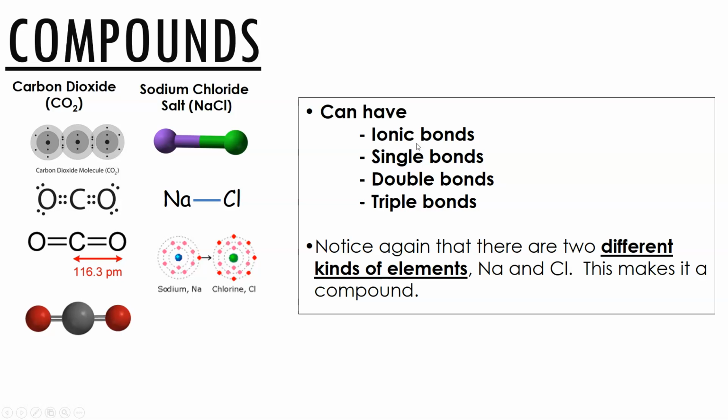The big deal here is that we have to have two different kinds of elements or more than two different kinds. You could have 3 or 4 or 5, etc. But you have to have at least two different types of elements.